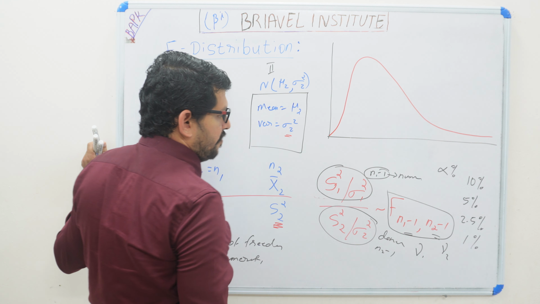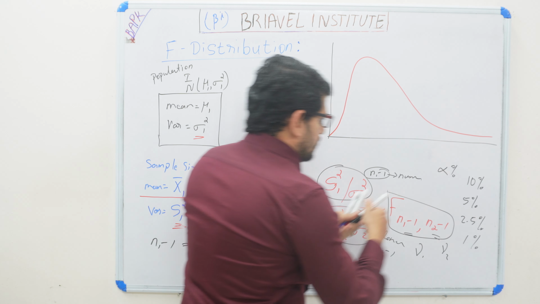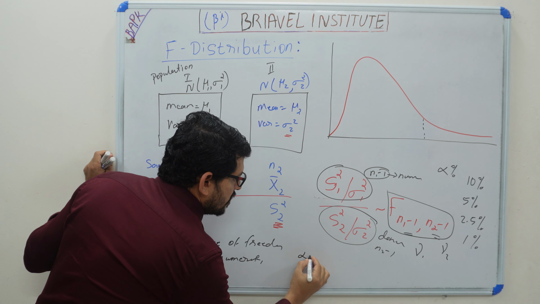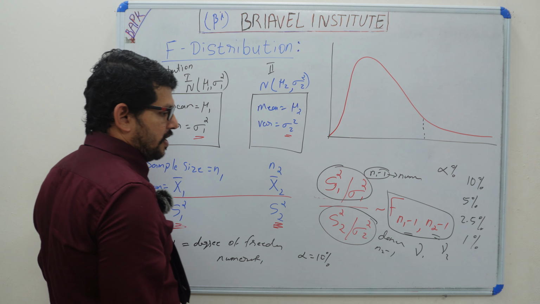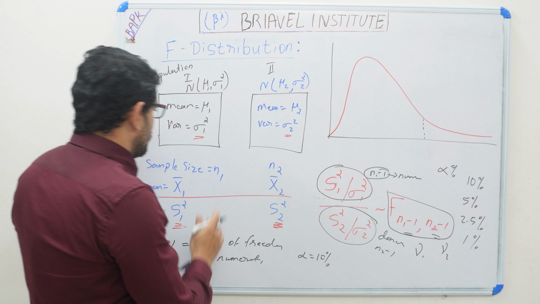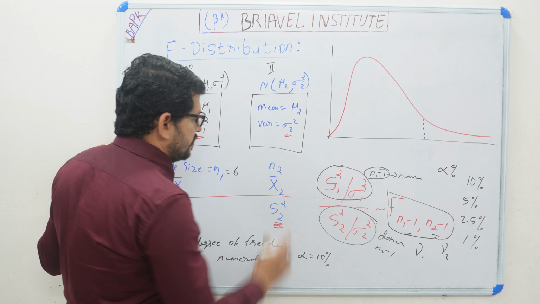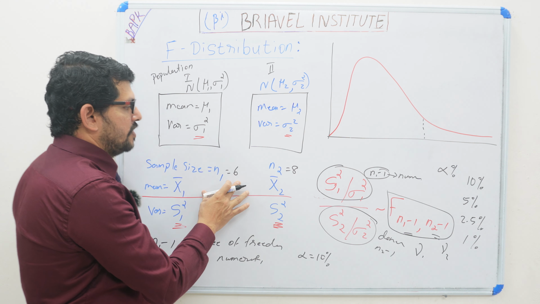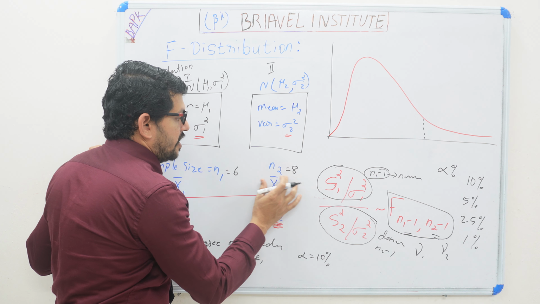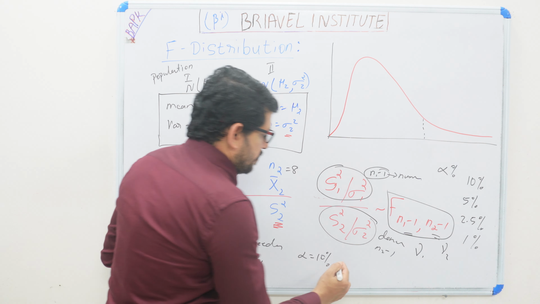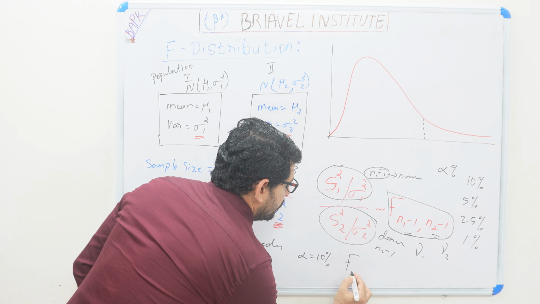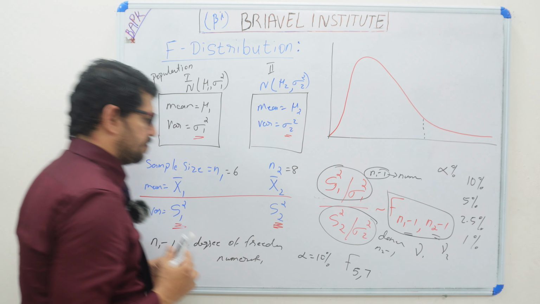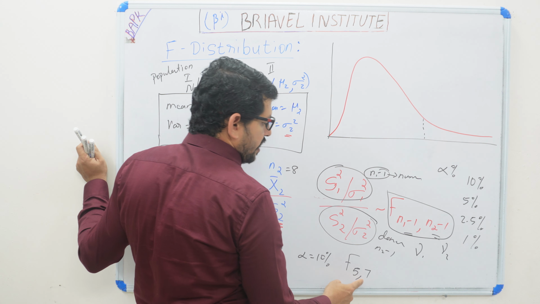So for example, let's check this significance alpha. Alpha is equal to 10% significance level. We are finding out, n1 is equal to 6 and n2 is equal to 8. My sample size is taken from here, n1 is equal to 6, and the other sample size is n2 is equal to 8. So F is equal to n1 minus 1 and n2 minus 1, which is 5 and 7. So I got F is equal to 5, 7.